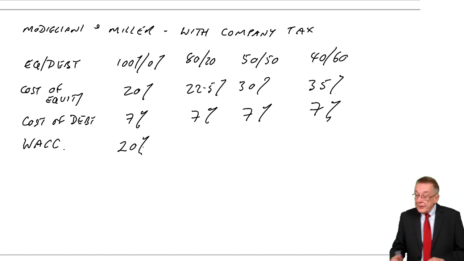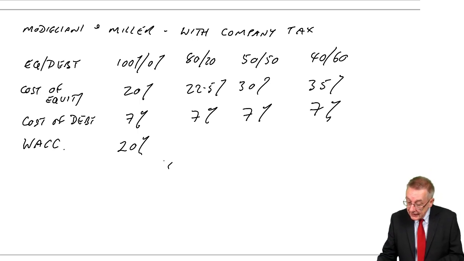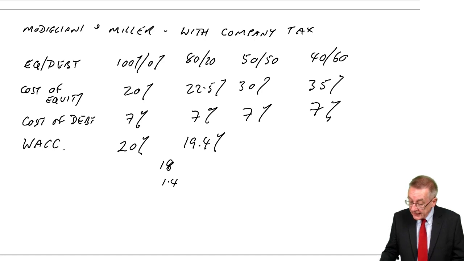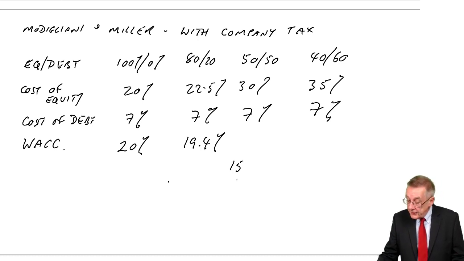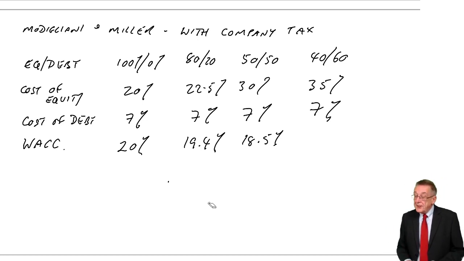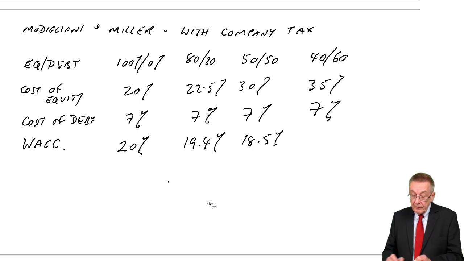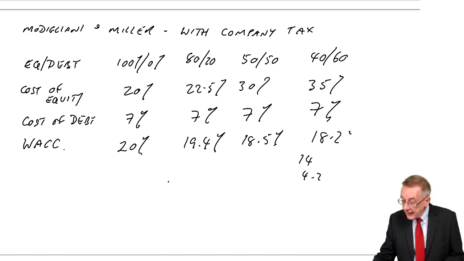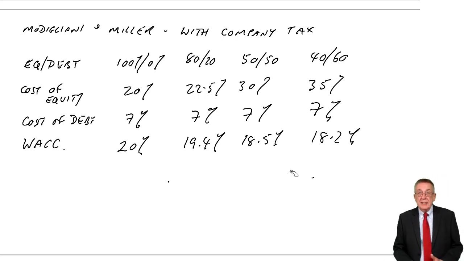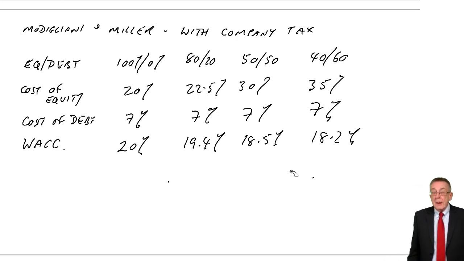Start to introduce gearing. This time, 80% of 22.5% is 18. 20% of 7% is 1.4, 19.4%. When it's 50-50, 50% of 30 is 15, 50% of 7 is 3.5. The weighted average, 18.5. And finally, when it's 40-60, 40% of 35 is 14, 60% of 7 is 4.2, 18.2%. Now, as I keep saying, this is only illustrative, but surely bring in tax.